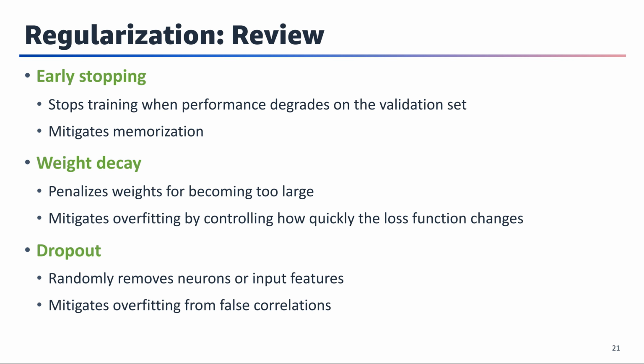To summarize, early stopping is a technique that stops the training process when the model's performance on a validation set starts to degrade. This helps mitigate memorization, where the model overfits to the training data and fails to generalize well to new, unseen examples. Weight decay is another regularization method that penalizes large weight values in the neural network. By controlling how quickly the loss function changes, weight decay helps prevent overfitting by limiting the complexity of the learned model. Dropout is a regularization technique that randomly removes neurons or input features during training. This mitigates overfitting caused by false correlations in the data.